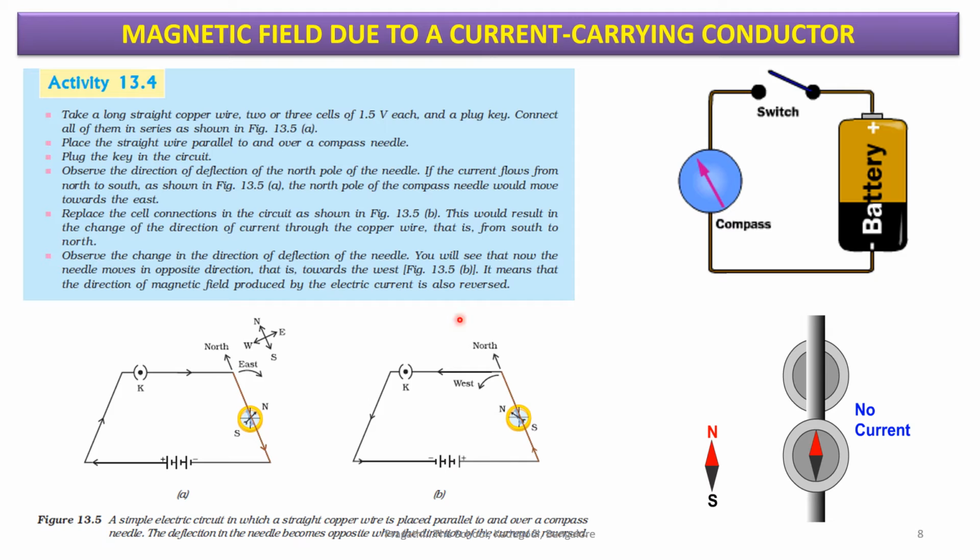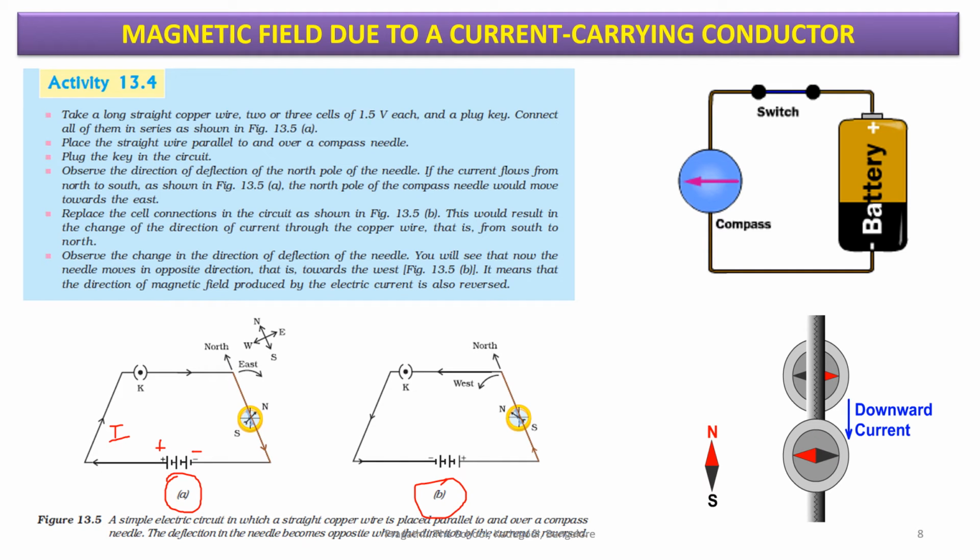Then, magnetic field due to a current carrying conductor. Already we have seen the same experiment in slide number 2 or 3. See, this is condition A and this is condition B. What is the difference? A battery is there, plus and minus. The current always flows from positive to negative.